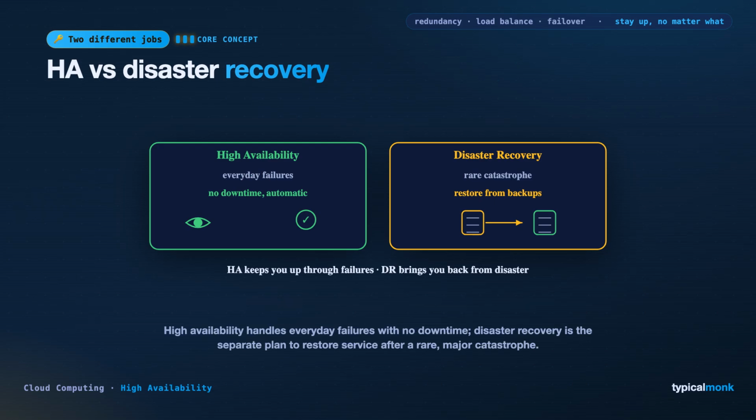So, the takeaway: high availability survives everyday failures automatically with no downtime, while disaster recovery is a separate plan built on backups and restoration to bring you back after a rare catastrophe that overwhelms your HA design. HA keeps you running through normal failures. DR brings you back from disaster, and serious systems need both.